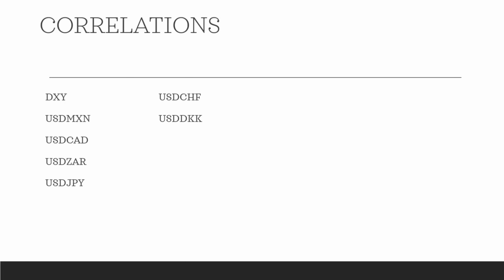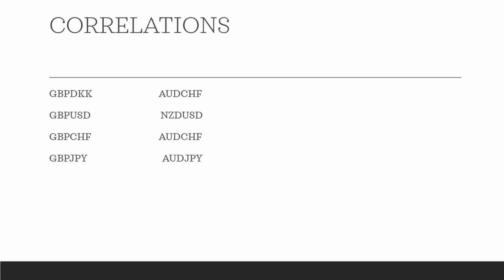So these were just some examples of correlation. You have DXY, USD MXN, USD CAD, USD ZAR, USD JPY, USD CHF, and USD DKK. They all move the same. They all have that USD in front of them. GBP correlation: GBP DKK, GBP USD, GBP CHF, GBP JPY, AUD CHF, NZD USD, AUD JPY. These are all going to move the same, so on and so forth.